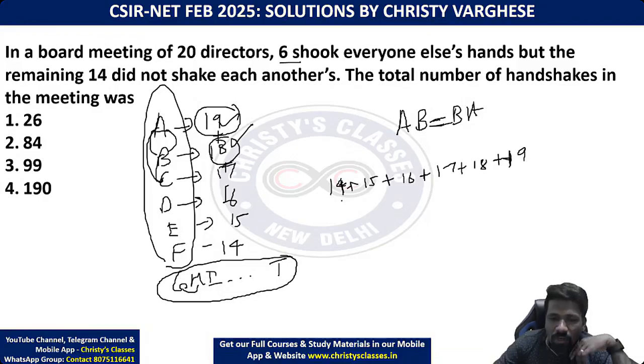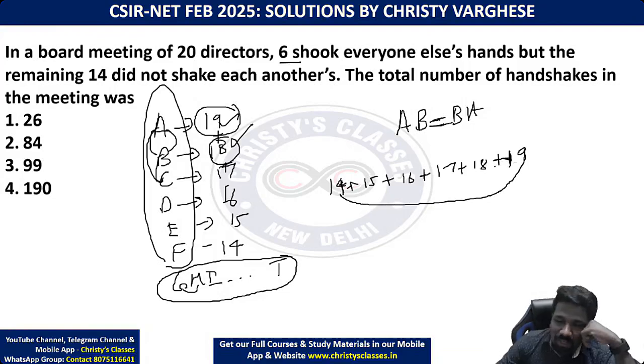Arithmetic progression formula if you can use. Otherwise, smartly you can do like this. 14 plus 19 is what? This addition, how to do faster, that is what I'm telling. If you want, you can use virtual calculator. But उससे भी smartly कर सकता है.